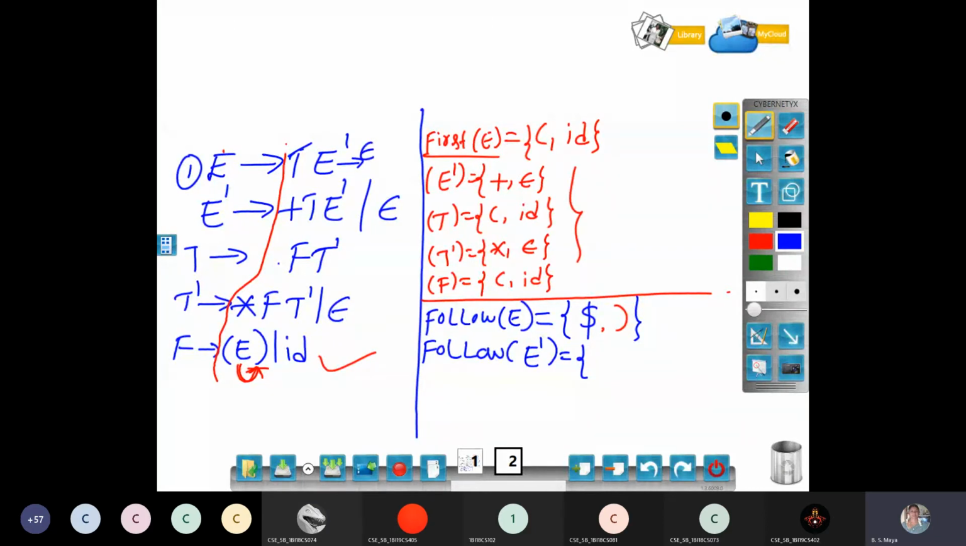What does your third rule say? First of beta we have to add, ma'am. If it is epsilon, then it is not possible to apply our second rule. Then you have to go for your third rule. The third rule says you have to copy follow of E. What is your follow of E? Dollar and closing parenthesis. Likhita, correct?